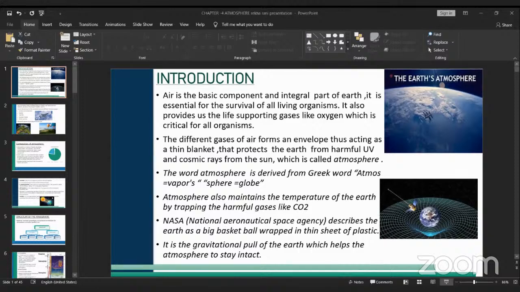Today I am going to teach the third session of the atmosphere. We already discussed this, so we will quickly recapitulate whatever we have learned so far.